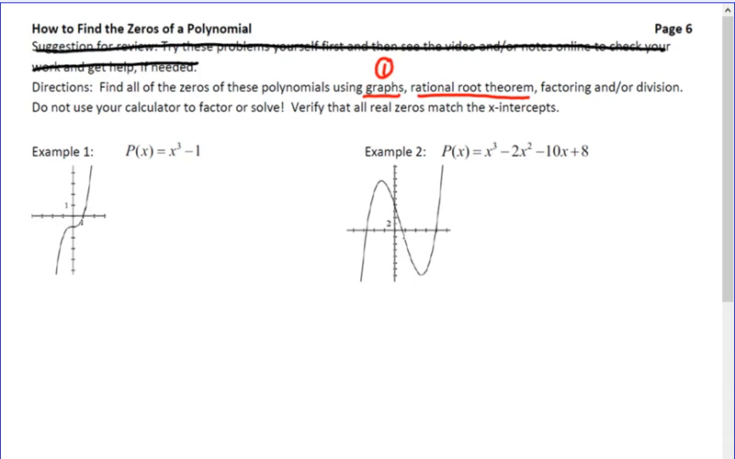The rational root theorem, if looking at the graph is not enough to get started, and then factoring and/or division. And I probably ought to add the quadratic formula. You're going to need to use the quadratic formula quite a bit as well. Do not use your calculator to factor or solve. I know you can do that, but I'm not going to allow that on the test, so you ought to not do that on your homework.